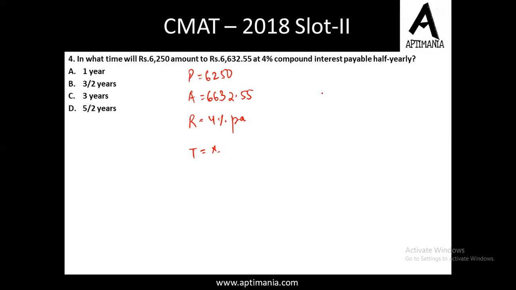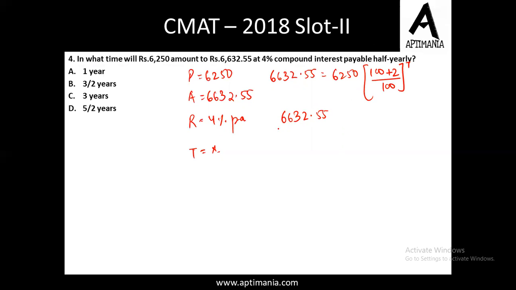So in that case, let's try to apply the formula of amount. So the amount is 6632.55, equal to principal, that's 6250, into bracket 100 plus. Now since the rate of interest is 4% per annum, but we are compounding interest half yearly, we'll be putting the rate of interest as 2, that is half of the rate per annum, and let the time be t, right?